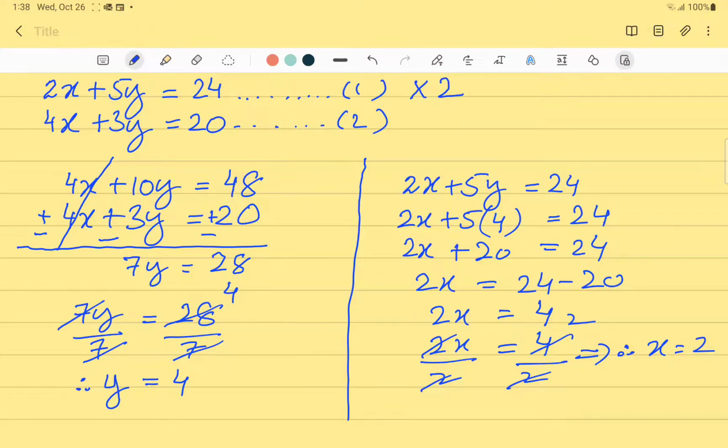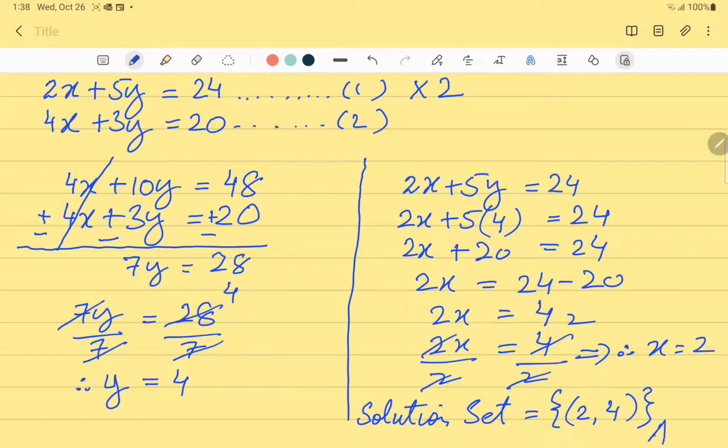So our solution set in this case will be x is 2 and y is 4, which is the answer of this question as well.